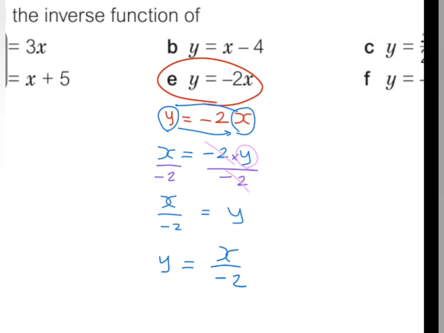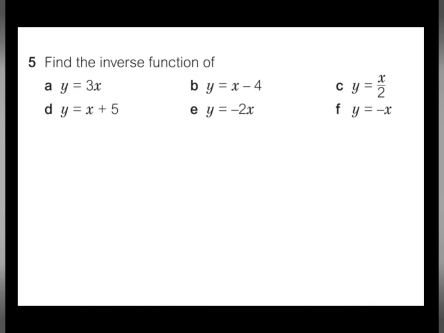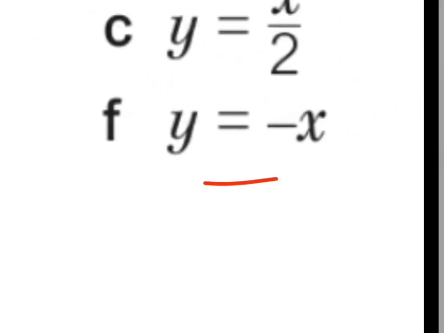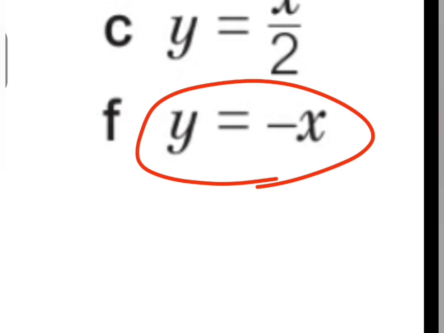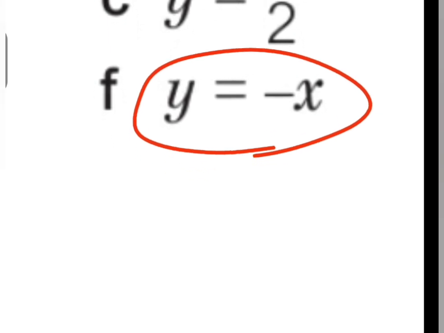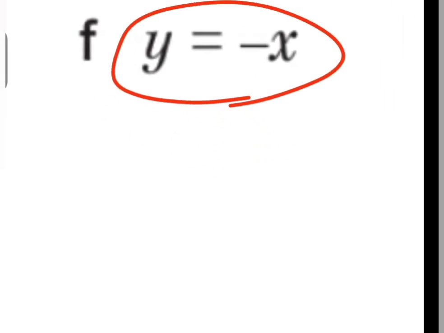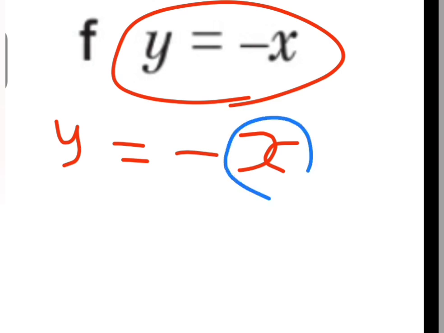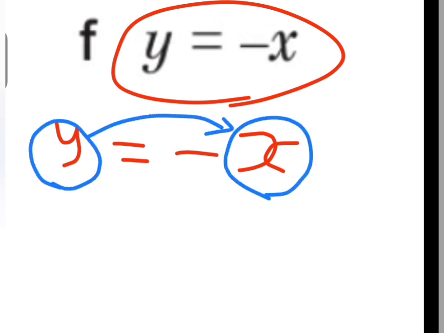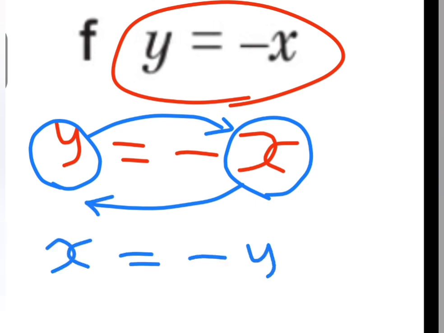Now, as I told you, steps, follow them, you'll end up with the correct answer. Now, let's remove all of this and answer F. Question F, y equals negative x. That's very easy. Now, let's follow the steps, and then we answer it. So, y equals negative x. So, what's the first step here? Very good. The first step is replacing the x and the y. So, it's going to be what? X equals negative y. Very good.